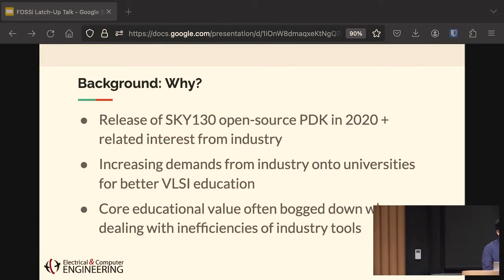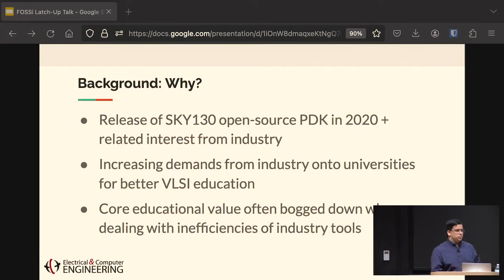As hopefully everyone here is familiar with, in 2020, the release of the Skywater 130 PDK and some interest from industry made it feasible to tape out chips with fully open source flows, open source designs, open source processes. This, combined with general interest from the industry in improving VLSI education, means our department has had a lot of interest from different companies in producing better VLSI students coming straight out of undergrad.